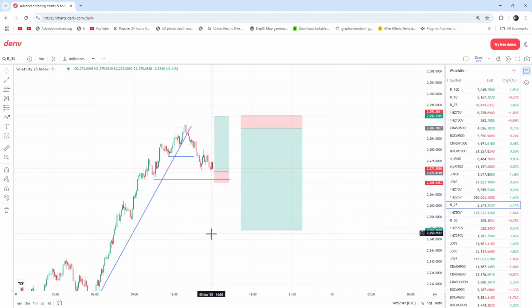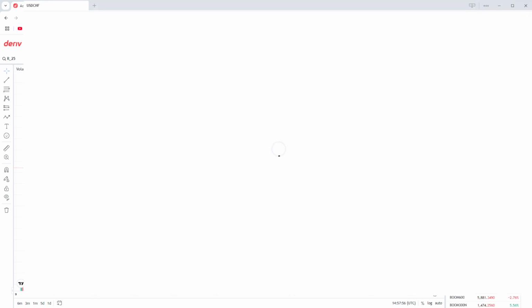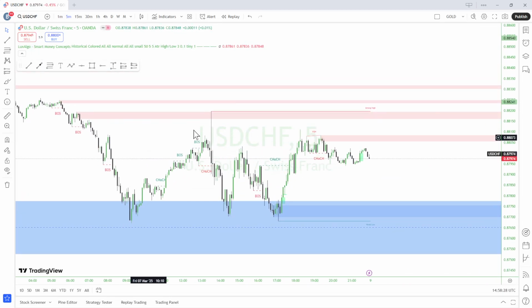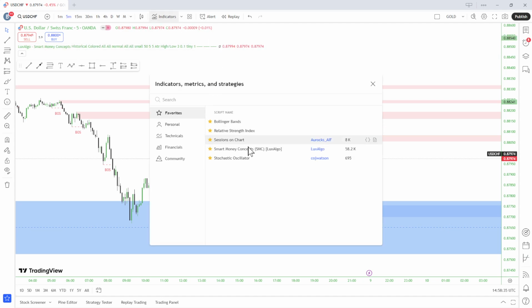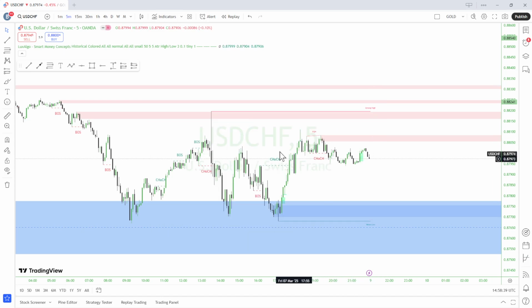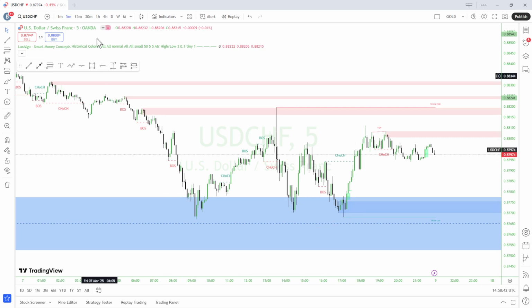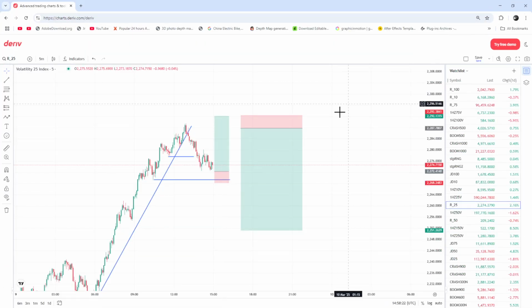So this is for volatilities. Remember, if you want to do this in TradingView, there is an indicator that helps you do all these things, draw every single line, every single thing. But I don't want you to complicate things. Just come to an indicator called Smart Money Concept by LuxAlgo. This will help you draw all the lines you need.